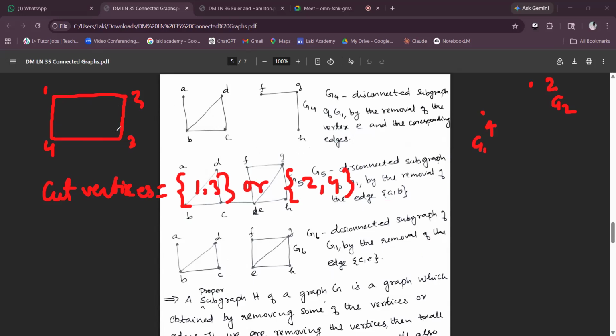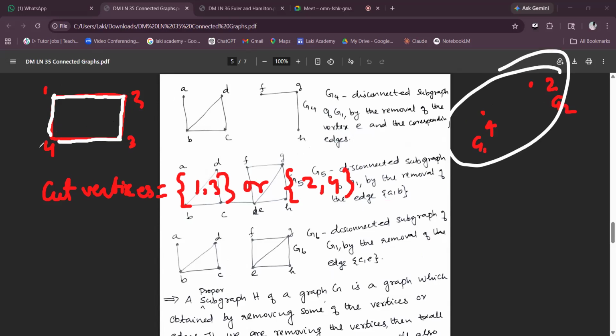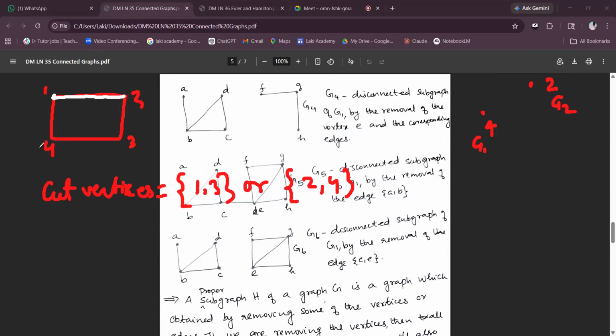Even if we remove 1 and 3, 4 and 2 is still connected. If you remove 1 and 3, why are 4 and 2 connected? If you remove 1, it disconnects from 4 and 2. If you remove 3, it disconnects from 2 and 4. You will be left with only 2 and 4. Similarly, when you remove 2 and 4, you will get only 1 and 3. Understood?